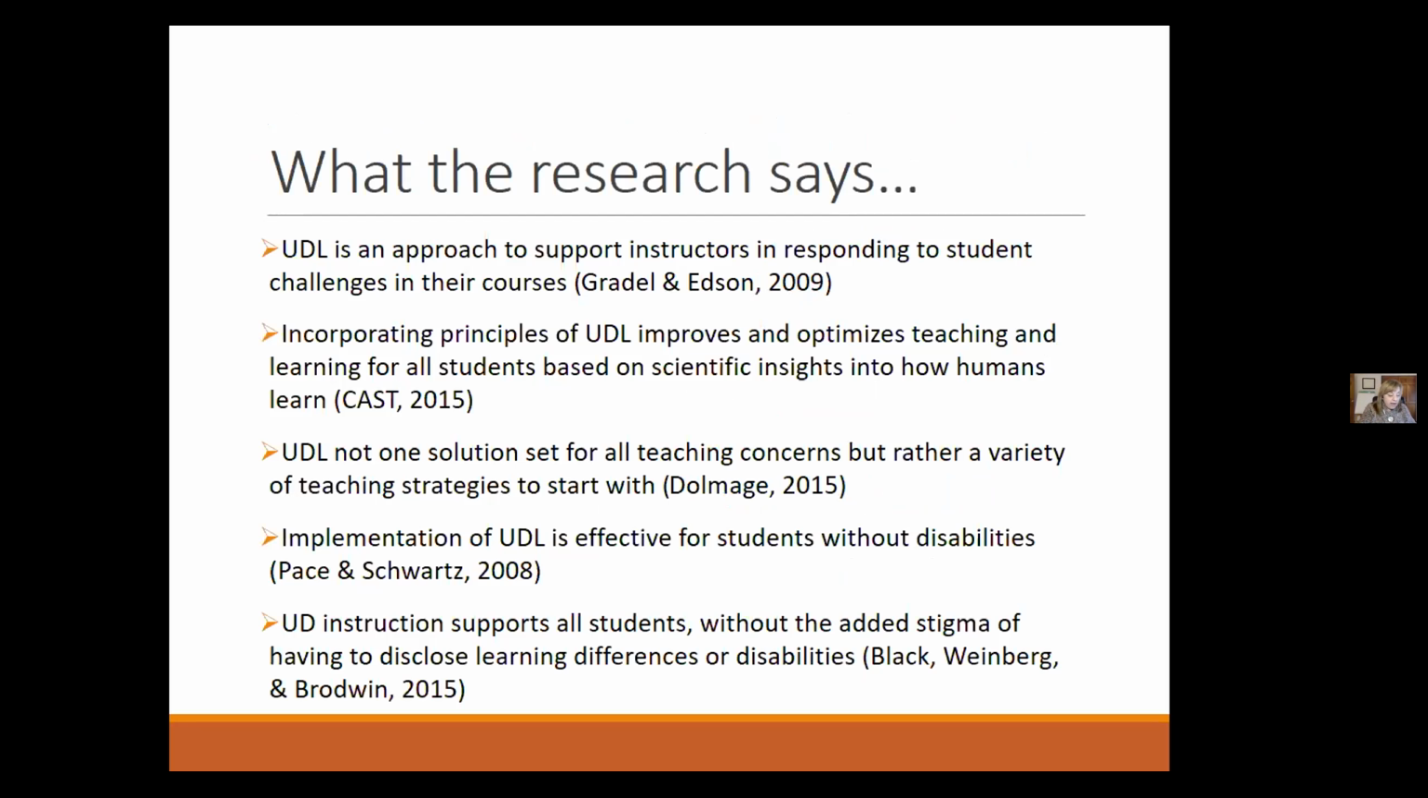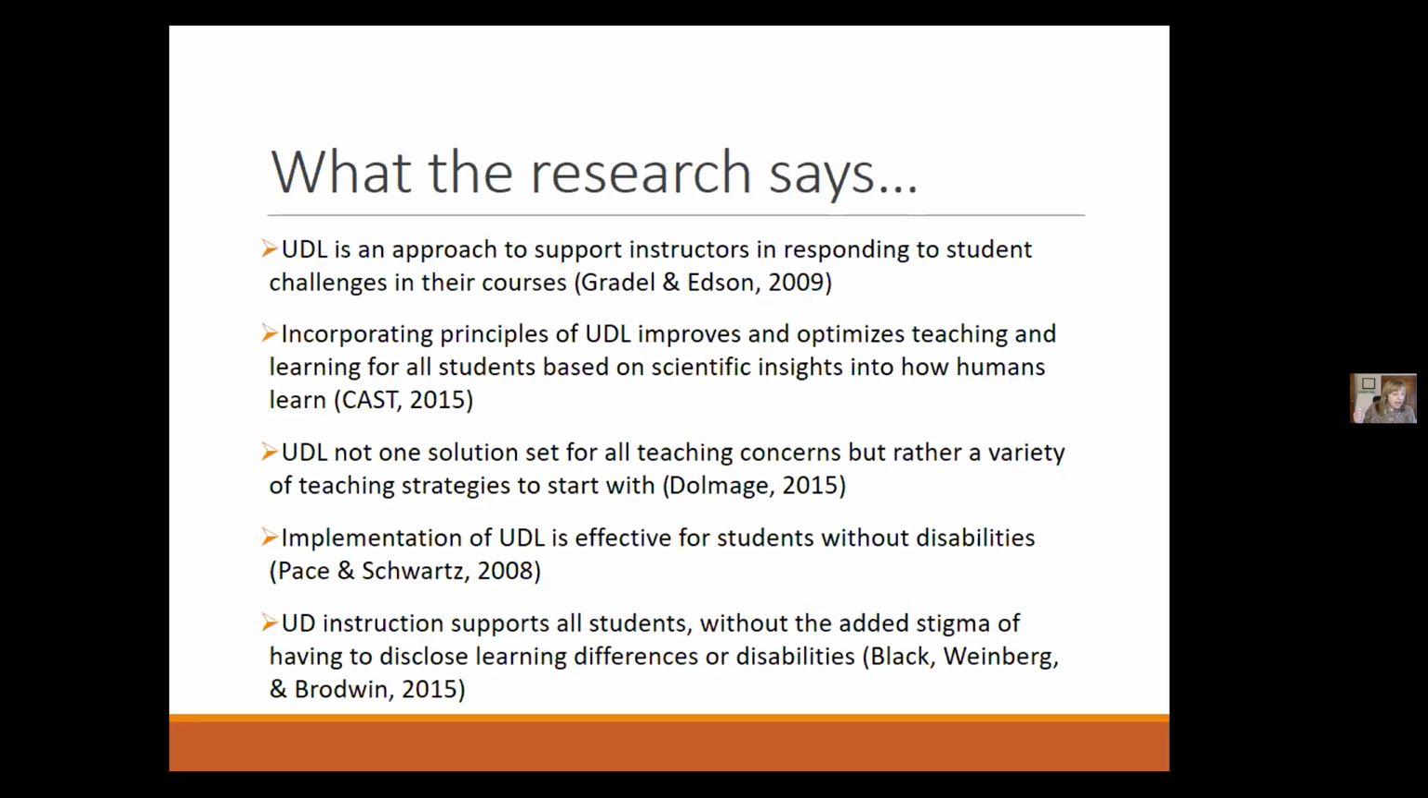So there is a bit of research out there on UDL. Again, UDL stands for Universal Design for Learning. It is an approach that supports instruction in responding to student challenges. It's about incorporating principles of UDL to optimize our teaching and the learning for all of our students. Generally, there's research that supports UDL and about having a flexible design. So there are some scientific insights into how humans learn that help inform UDL practices. It's not just one solution, but really a set of strategies that instructors can use to support a range of learners. It's effective for students with disabilities as well as all the other students in your class.